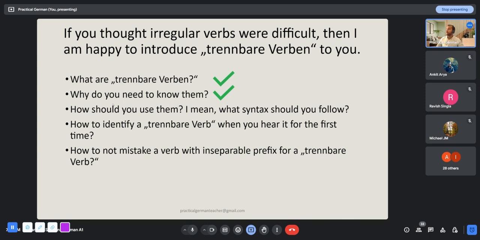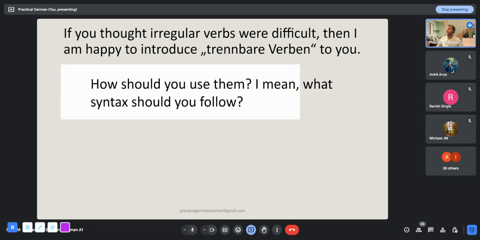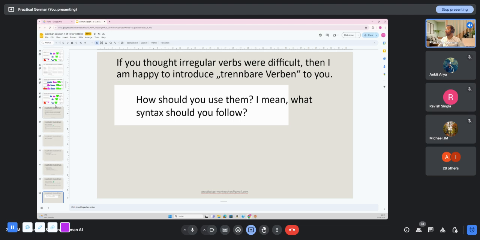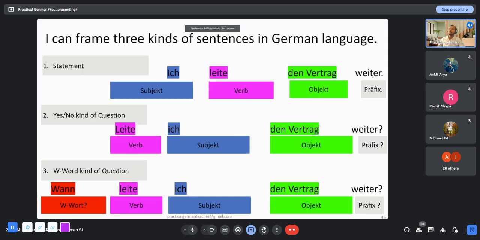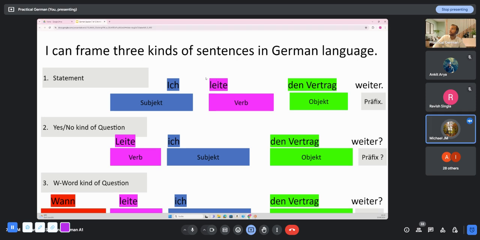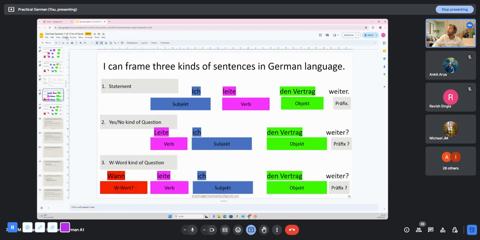Okay. So let's talk about the syntax. I will show you the example. So we're talking about the syntax. So there is this verb weiterleiten. Anyone knows what weiterleiten means? Weiterleiten. Anyone? Forward. Forward, right? To forward. Forward what? Like, where can you use it? Email. Yeah, email. Whatever you get electronically, you can forward.